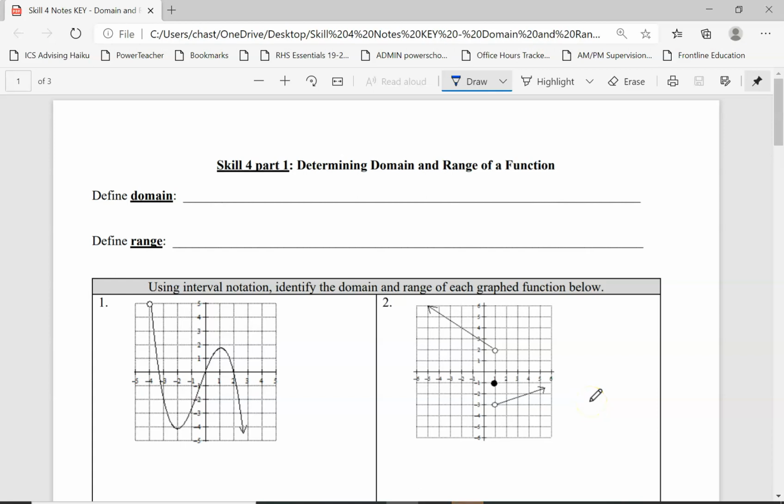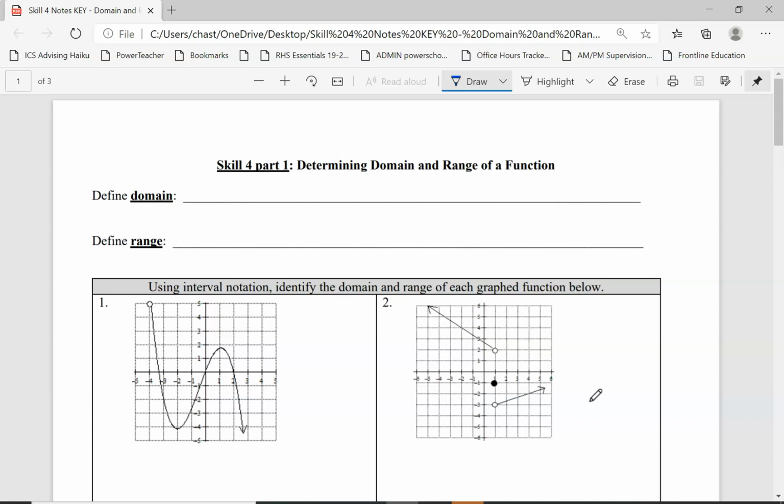Hello, Pre-AP Pre-Calc scholars. We are going to look today at Skill 4, which is determining domain and range of a function. And I'm going to be splitting this into two videos so that I'm not talking as fast as I tried to do when I recorded them all as one.